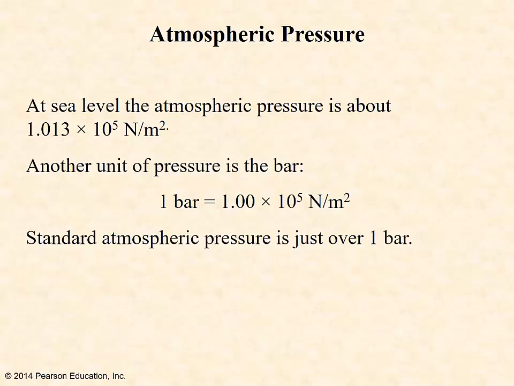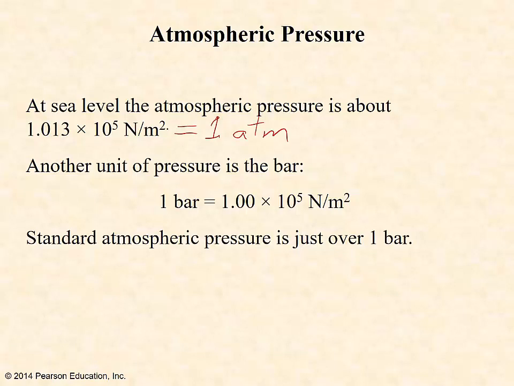We know that the Earth's atmosphere must be exerting a pressure on us because of the weight of air. So let's talk about how much that actually is to begin with. At sea level, atmospheric pressure is about 1.013 times 10 to the fifth newtons per meter squared. This is by definition what we call an atmosphere.